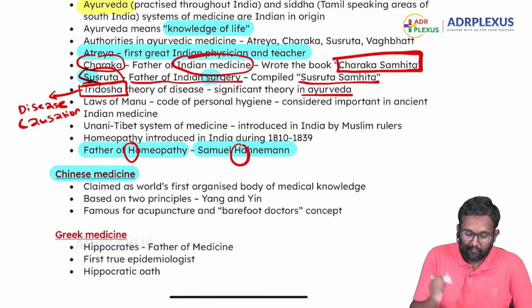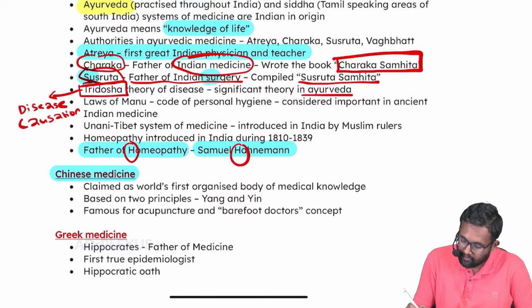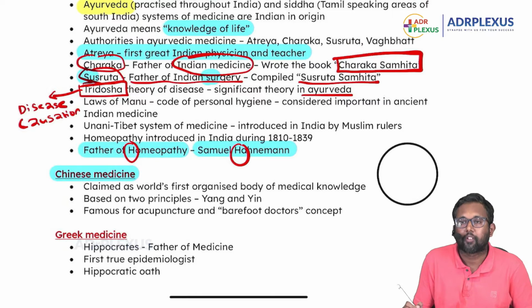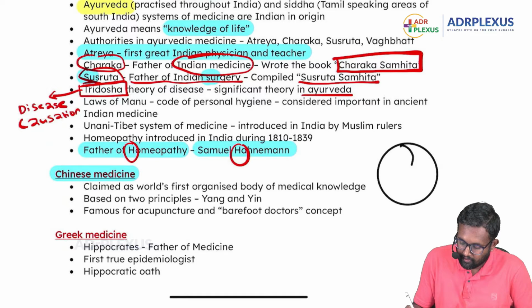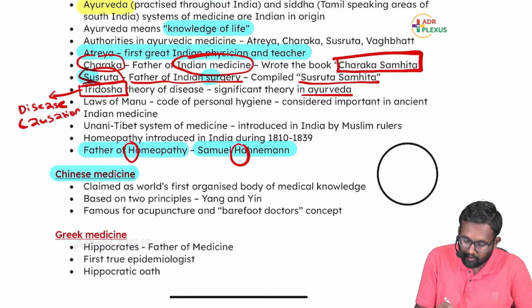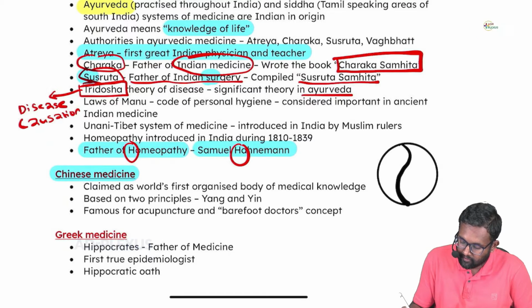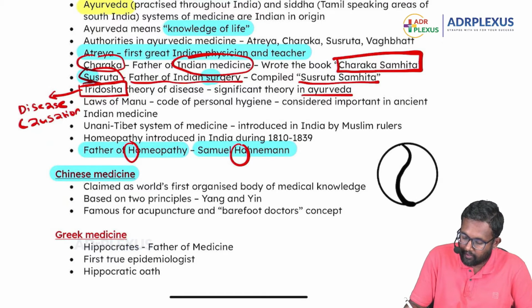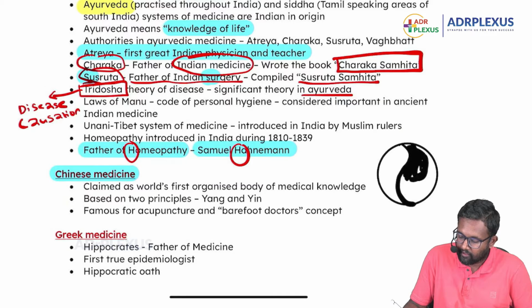Next, Chinese medicine. Whenever you see China, you will remember one thing. You have seen the Kung Fu Panda movies. In those movies you would have seen this side fully black and this side white. You would have seen this. This is called the yin and yang principle.